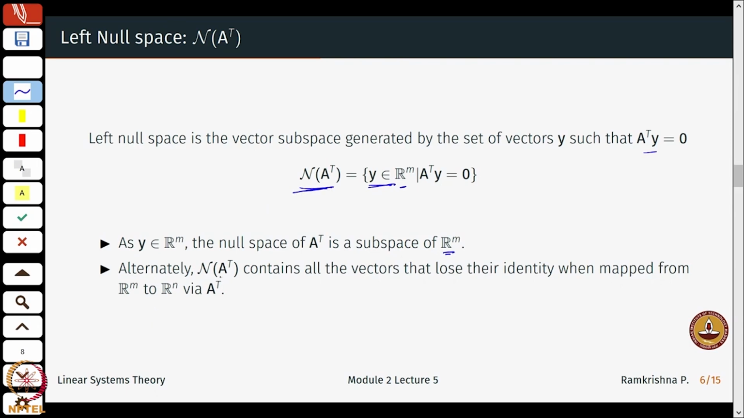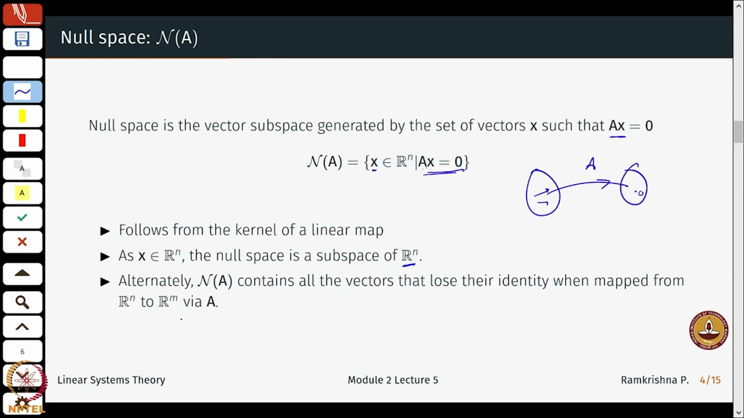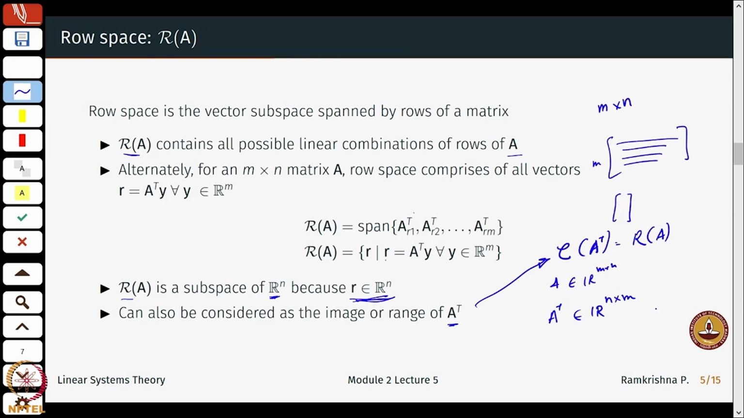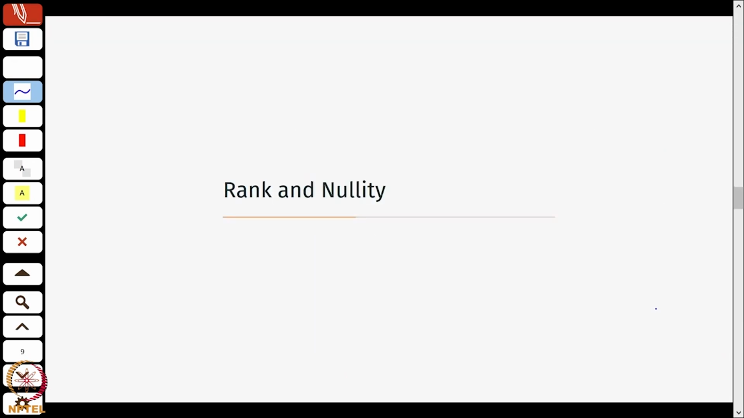Alternatively, loosely speaking, this contains all the vectors that lose their identity when mapped via A transpose. So, if A is a mapping, an m cross n matrix going from Rn to Rm, then A transpose would simply be a map from Rm to Rn. Okay. So, this is pretty basic, just the definitions that we will follow.